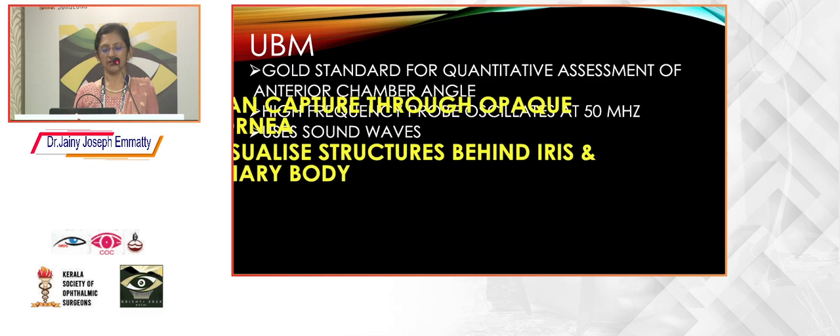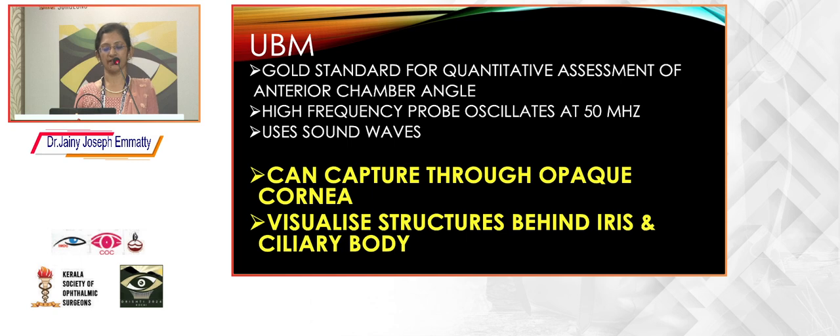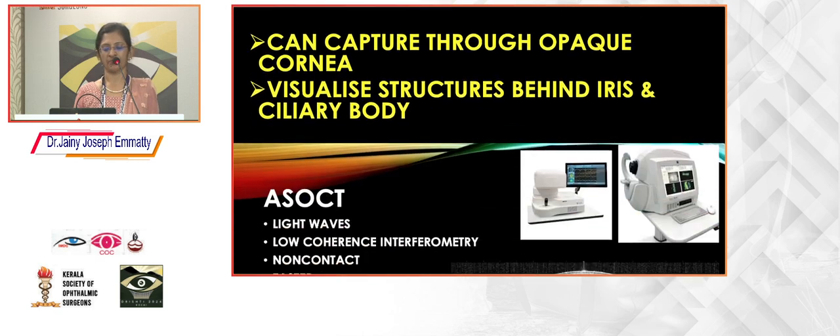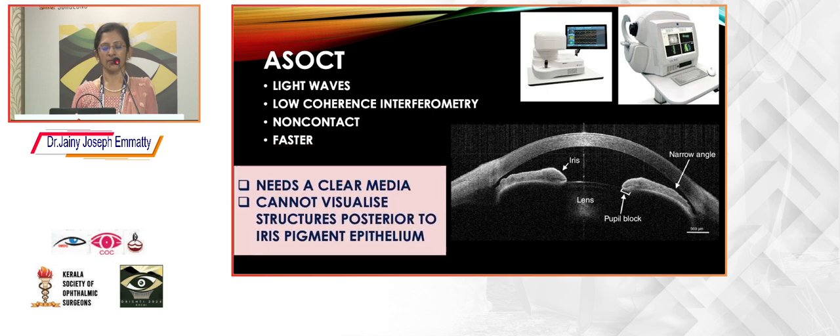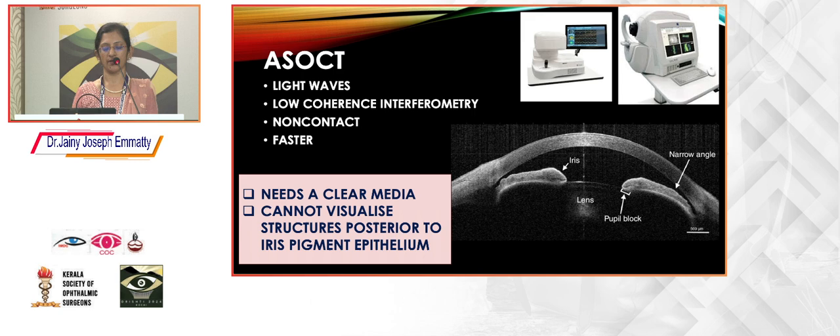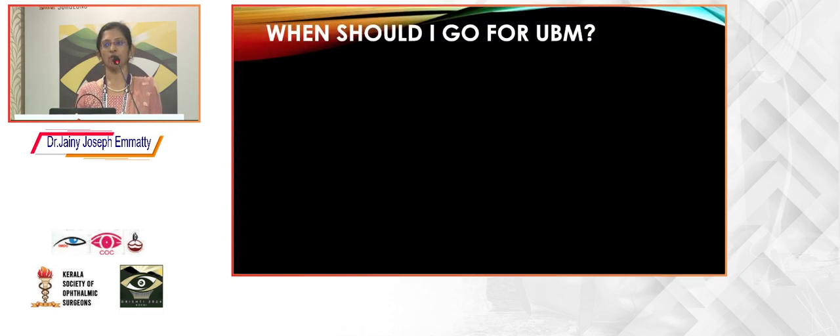But the unique feature of UBM when compared to ASOCT is that it can capture through opaque media, the opaque cornea, and we can visualize the structures behind the iris and the ciliary body, which is not visualized by the ASOCT. Whereas ASOCT uses light waves and acts on the principle of low coherence interferometry. It is a non-contact technique, and it gives us faster acquisition of the images. But the problem with ASOCT is that it requires clear media and we can't visualize the structures posterior to the iris pigment epithelium. So when should I go for a UBM?